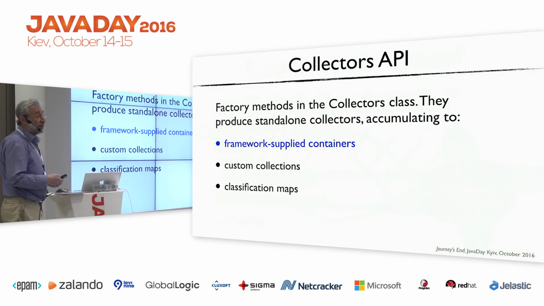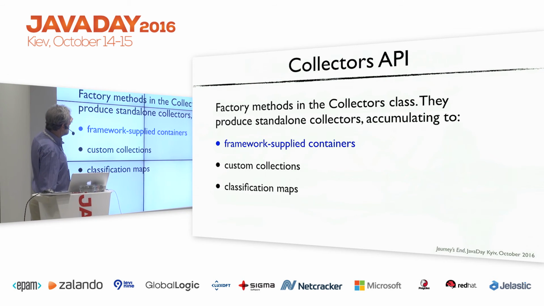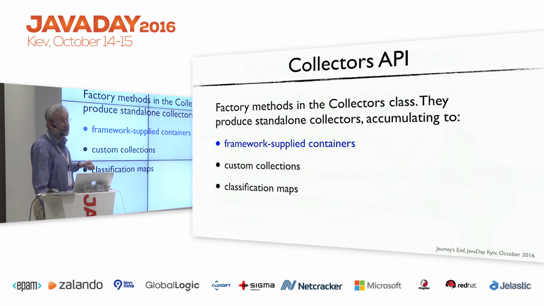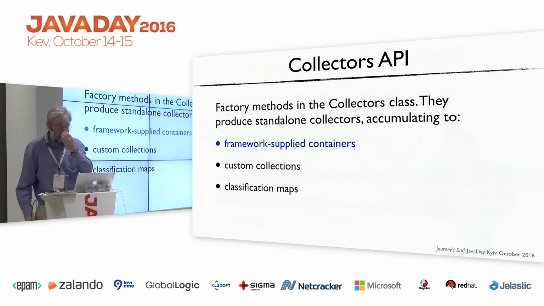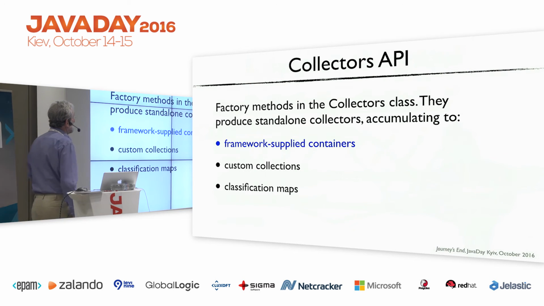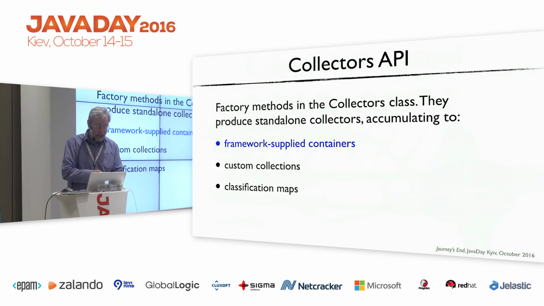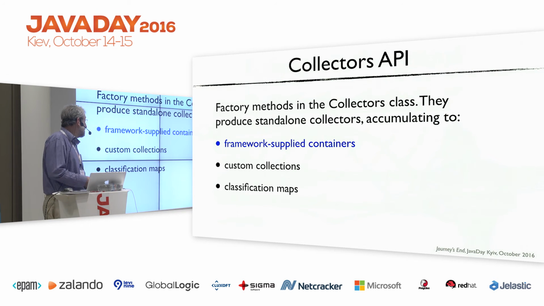You get these predefined collectors from factory methods in the Collectors class. They produce standalone collectors. Well, actually, they produce lots of different collectors, not only standalone ones. You'll see what I mean by standalone and non-standalone collectors, downstream collectors, in a minute or two. But the three that we're going to be interested in, I've divided them up like this because I like dividing things up. It makes them easier to remember. Framework supplied collectors that accumulate to different kinds of things. Framework supplied containers, custom collections or classification maps.